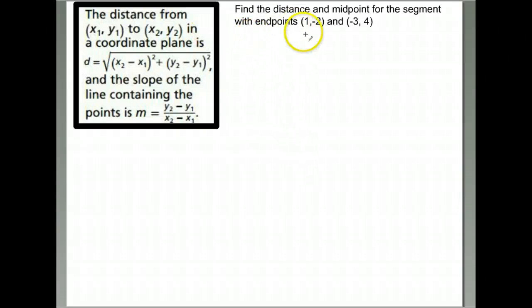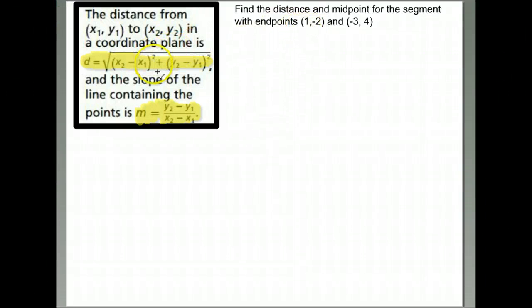So we're going to go through an example here so that we can remember those. Let's take a look. Let's find the distance and midpoint for the segment with endpoints (1, -2) and (-3, 4). If you don't already have them, you will want to put these two formulas in your notes. The first one is for the distance between 2 points, and the second one is for the midpoint, the middle between 2 points.